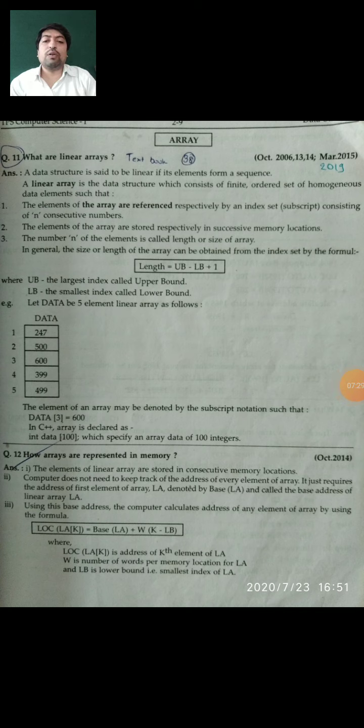The LOC, we repeat the formula, explanation of the formula. LOC in bracket LA of K is the address of kth element of LA. You can see it on your page in the textbook. Address of kth element of LA. Address of LA, location of LA.